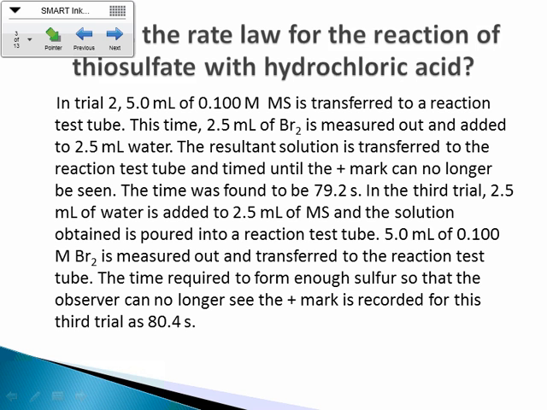And then in the third trial, we do the exact same thing to the MS, right? So we halve the amount of MS, which means you dilute it, and that's going to halve the concentration. And then you use the original amount of the Br2, okay?